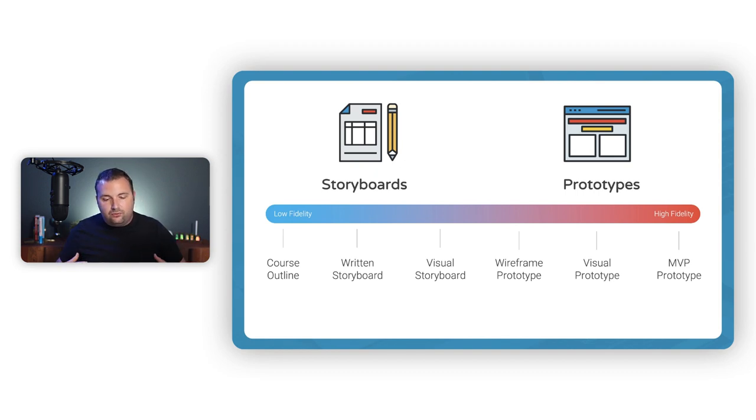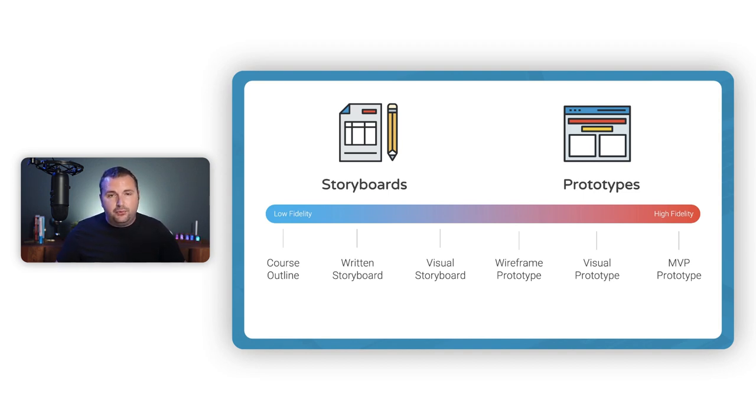Then you might move to a written storyboard or a visual storyboard. A written storyboard's just text, doesn't have a lot of detail about the visuals or the slide layout. And then a visual storyboard has a higher level of fidelity where you are seeing the layout of the different slides, different elements. I'll show you an example of that.